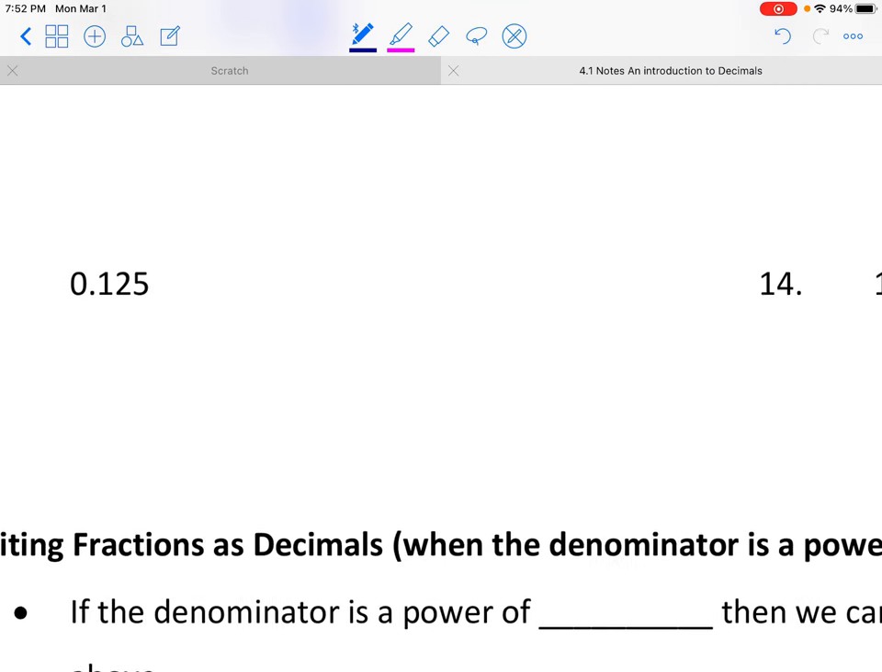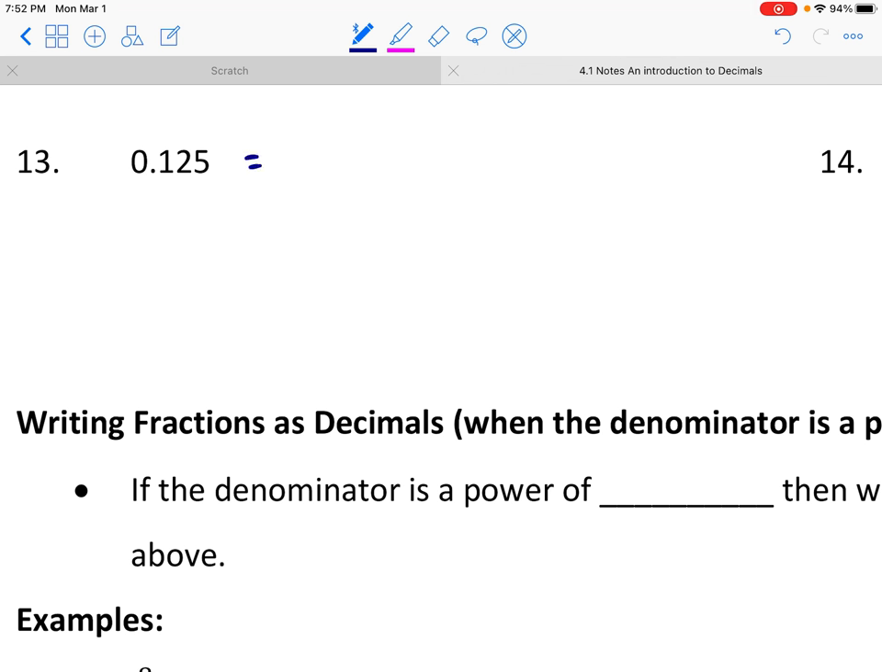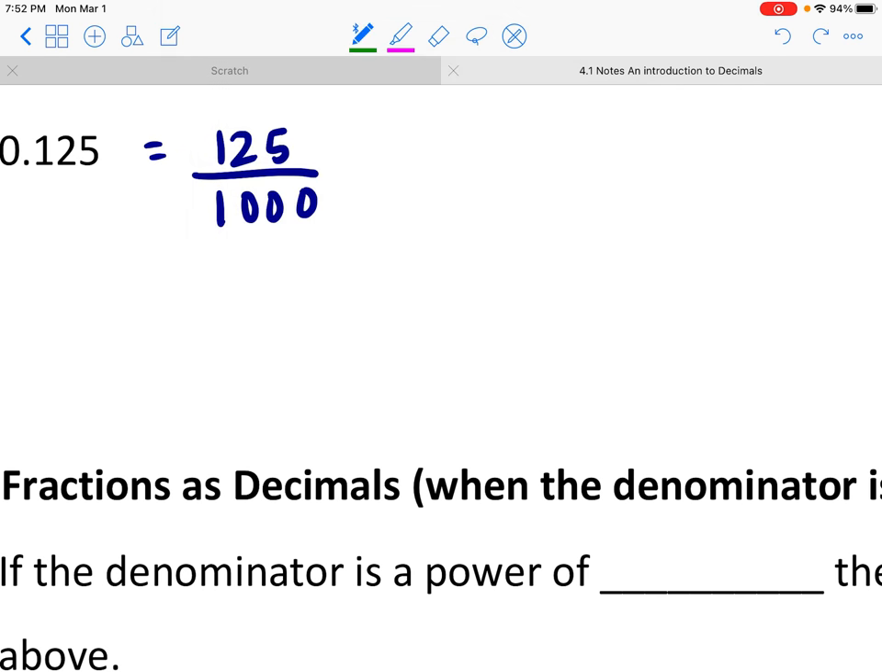Okay? Or here, we have no whole number part, so we don't have to worry about that. This is 125 in the thousandths place. So 1 2 3, 1 2 3. And this one is definitely going to reduce because I know that 25 goes into both of these numbers. So if I divide here by 25 and divide here by 25, what are we going to get?